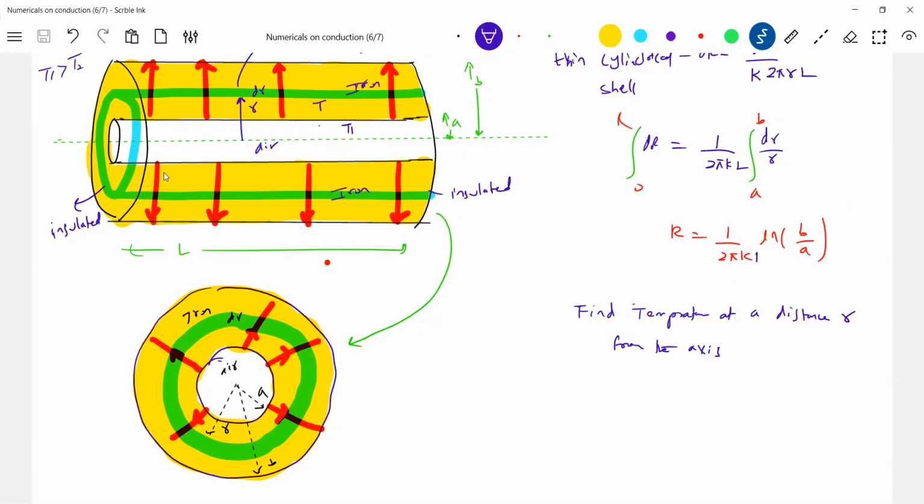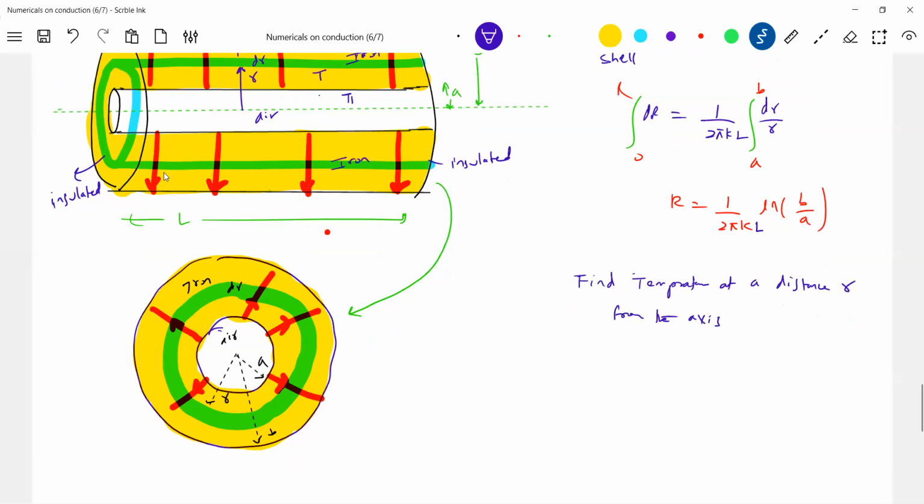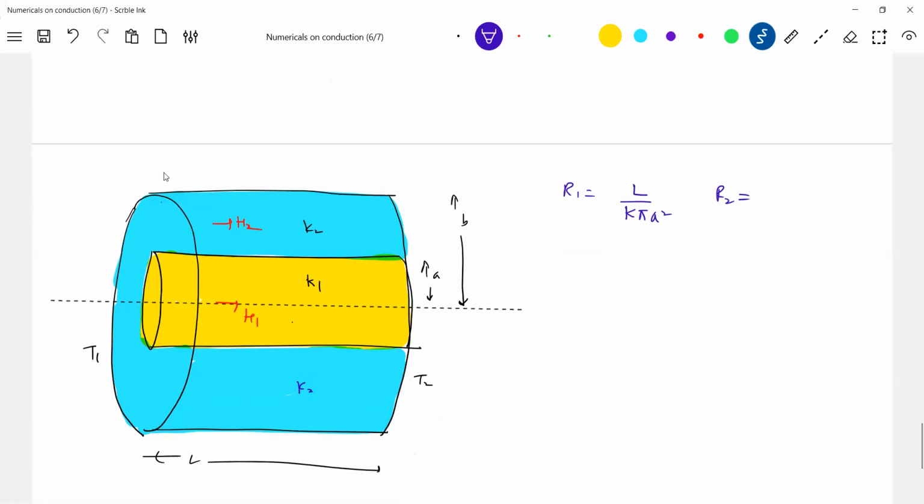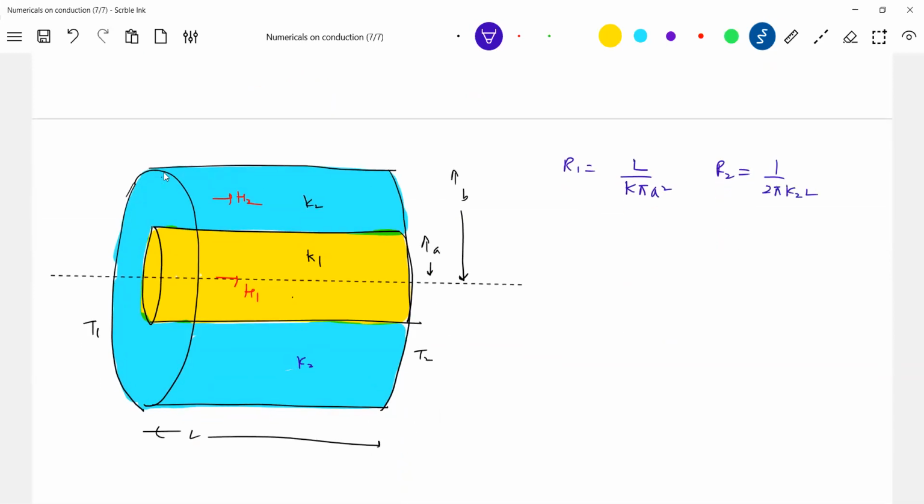Yeah, one L is missing. 1 by 2 pi KL log of B by A. What is the effective resistance? They're in parallel. Sir, how can you say parallel? You can see that the ends are maintained at temperature difference T1, T2. These are insulated. This surface is insulated.